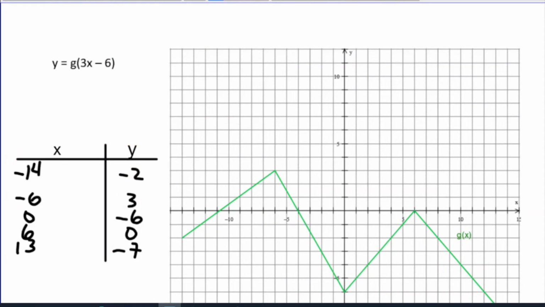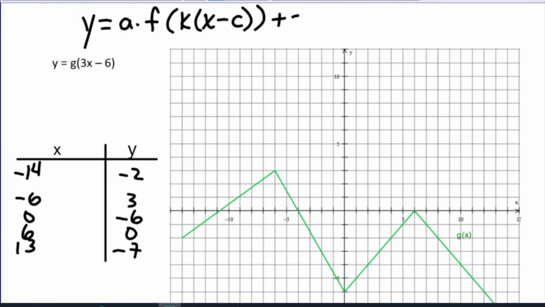So here's probably one of the most difficult style transformations. Both of these are x transformations. They're both within the function itself, within the bracket with the x values. But I'm going to write the general transformation equation again. This is helping with hopefully memorizing what this formula looks like. So we're dealing with this here inside of this bracket.